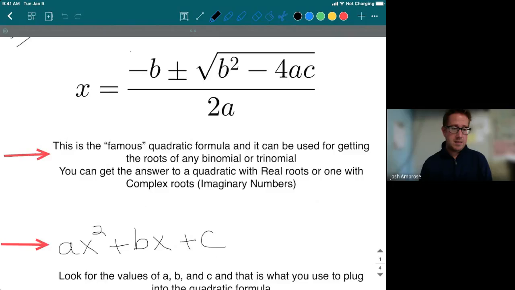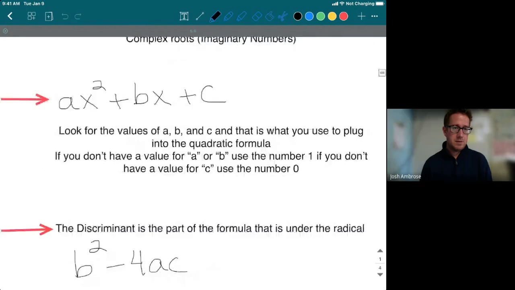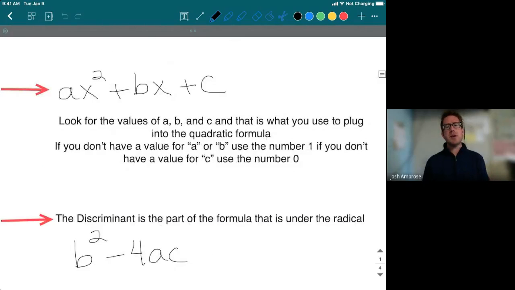Let's take another look right down here. If you don't have a value for a or b, then you're going to fill in that blank with the number 1. If you don't have a value for c, then you are filling in that blank with a 0. So it's important to understand and distinguish between those two things.